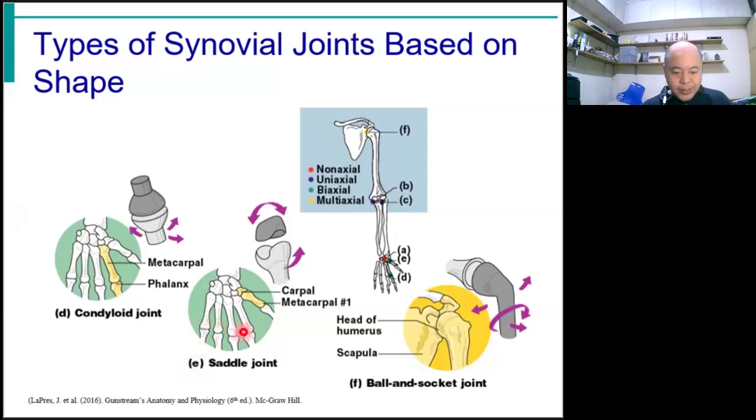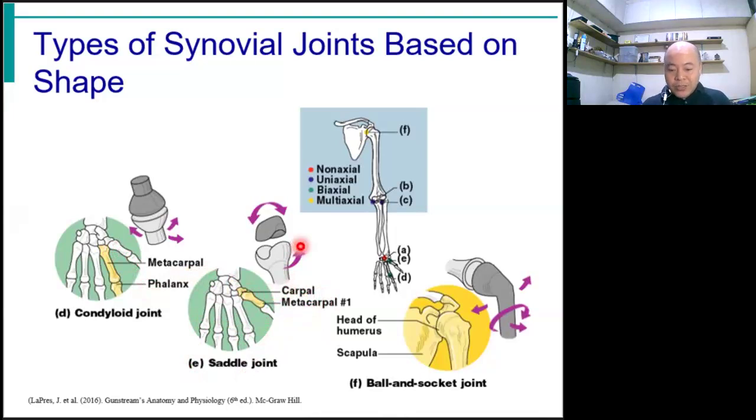Next, the saddle joint. The example here is the carpal and metacarpal. A while ago, the example was metacarpal and phalanx, from your hand to your finger. This time, it's from carpal to metacarpal. Okay? So it's your wrist and your hand.